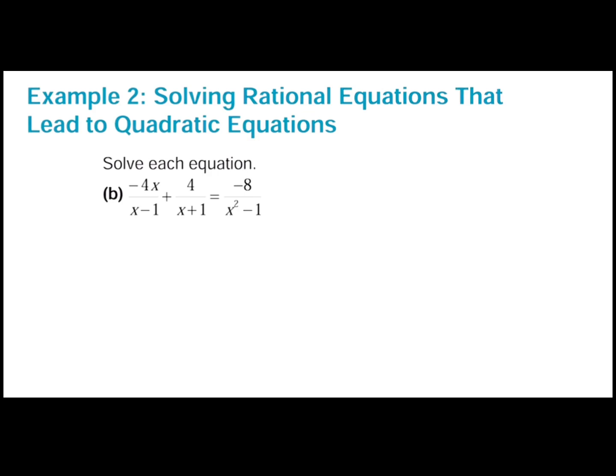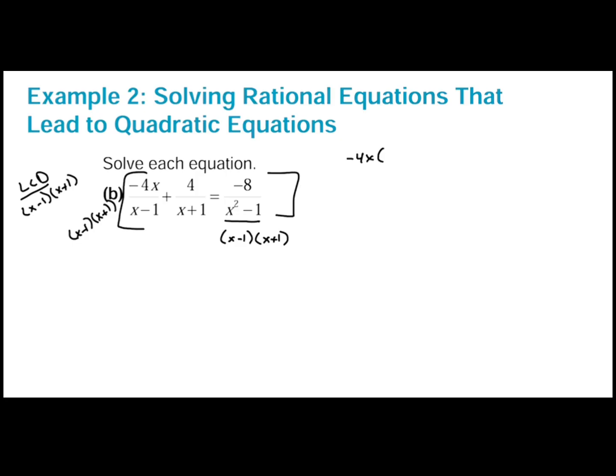So let's look at this problem. Now, we need to understand that this right here is the difference of two squares. So therefore, it would be x minus 1 and x plus 1. All right, that's what that factors out to. Therefore, that's what our LCD is. x minus 1 times x plus 1. And you're going to multiply the whole thing by that LCD, which is going to be x minus 1 times x plus 1. All right, now this is just going to equal what?